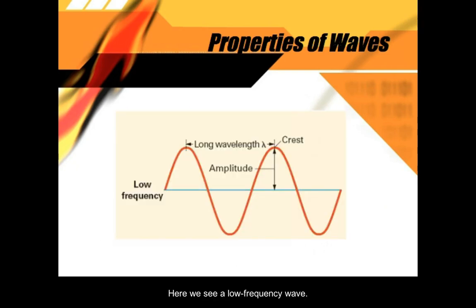Here we see a low-frequency wave. If this illustration captures the motion of this wave over a time period of 1 second, then 2 waves pass per second. The frequency of this wave would therefore be 2 waves per second, or 2 hertz.